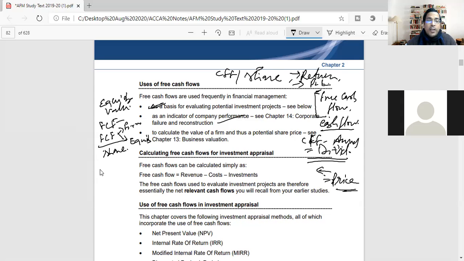Now, calculating free cash flow for investment appraisal. How do we calculate this free cash flow? All the revenue minus cost and investment. Because the word free cash flow means first your profit minus investment, because you need to sustain the organization, right? You can't just keep selling, reduce the cost, and not grow. You need to grow as well. You need to do some capital investment, R&D, innovation, and for that you need to have some investment. So revenue minus cost minus investment, that is your FCF.